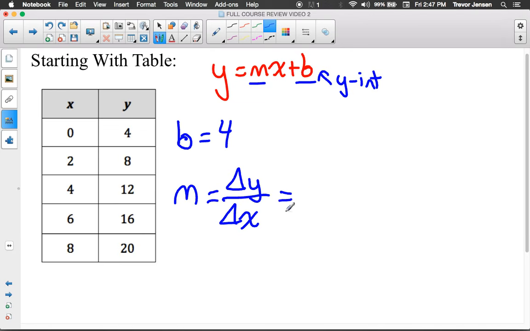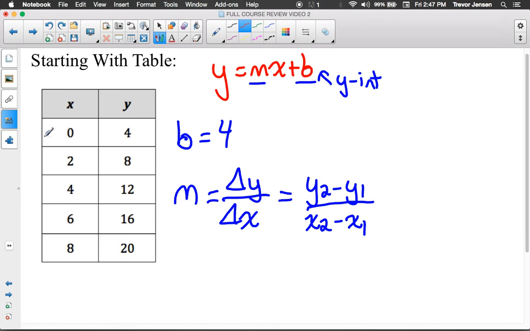So to figure out the change in y, an organized way to do it is to do your second y value minus your first y value and divide that by, to figure out your change in x, do your second x value minus your first x value. So y2 minus y1 over x2 minus x1. That will tell you your change in y divided by your change in x. Now you have to pick 2 points to be your first and second points. I'm just going to choose the first 2 points for it to be simple here.